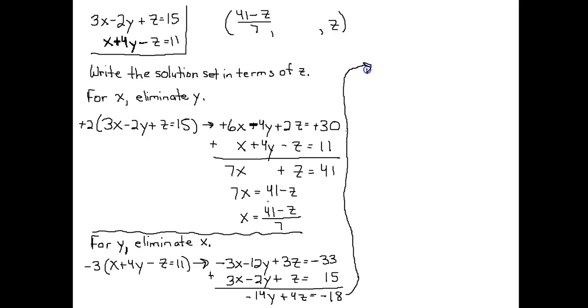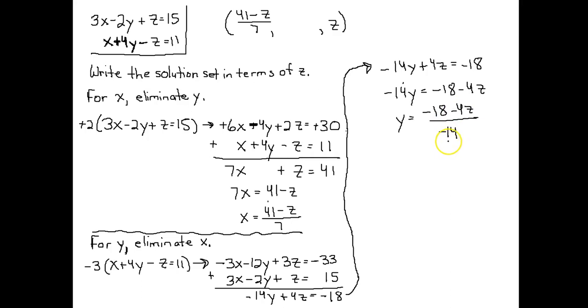Oh, there we go. All right, so we have negative 14y plus 4z equals negative 18, and we want to solve for y in terms of z. So we're going to subtract 4z from both sides, and then we're going to divide both sides by negative 14. This will reduce: negative 18, negative 4, negative 14.